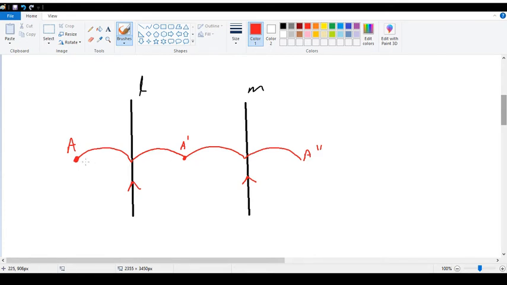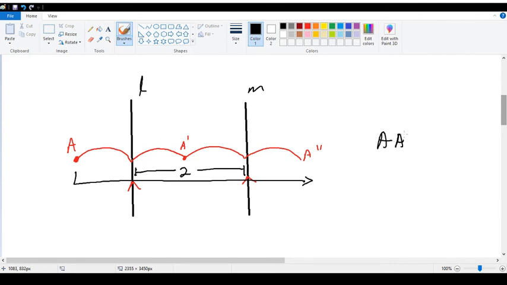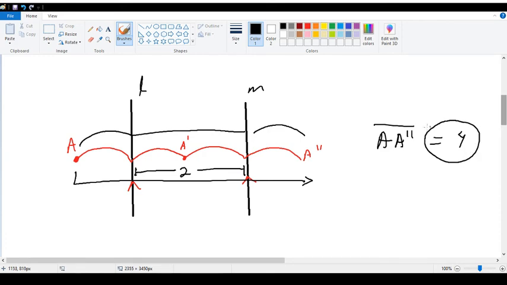2 reflections on parallel lines is the same thing as if I do a translation. And so let's say that from L to M is 2 units. What is the distance between A to A prime? What's that distance? Well, the answer is going to be 4. This is equal to this distance plus that distance. So altogether, that's going to be 4.